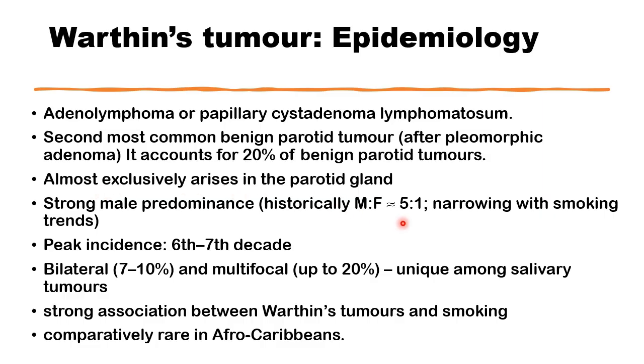Historically, the male to female ratio was 5:1, but this is rapidly narrowing due to the changes in smoking trends, with more females picking up the habit of smoking. It affects more the elderly, and the peak incidence is in the 6th and 7th decade. It can be bilateral in up to 10% of the cases and multifocal in up to 20%, and this is a unique feature among other benign salivary tumors.